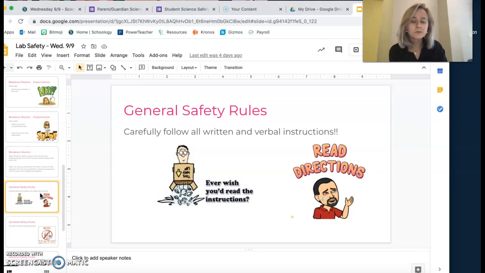After we're in breakout rooms, we're going to come back together and talk about the general science lab rules. I'm going to highlight some of the really important rules that I see students breaking, or that students typically have questions about. The first rule that I think is so important is to follow all rules, either verbal or written. It's super important to read the rules.